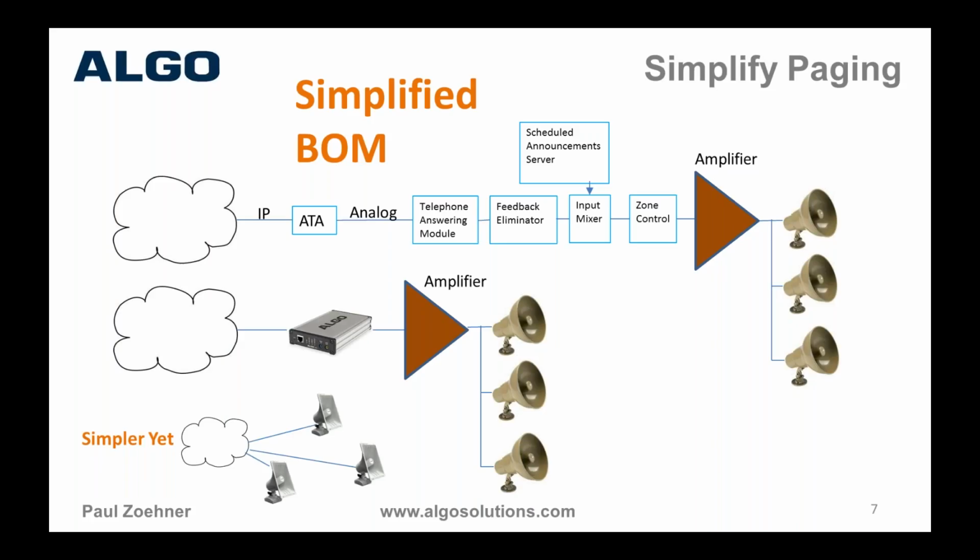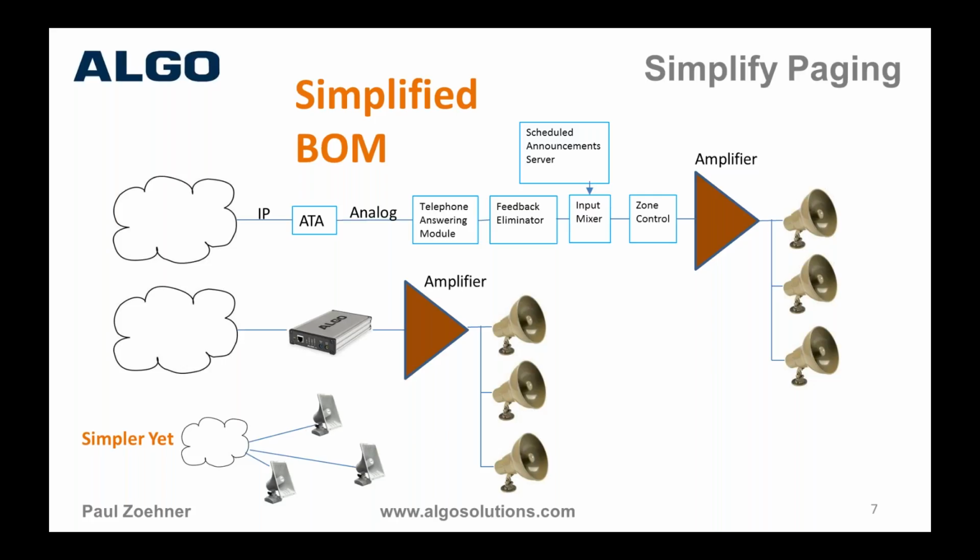This slide I like to show is actually based on a real case that came up with a customer a couple of weeks ago. What you see on the top there, there are 3 clouds. If you follow that top cloud, there was a solution provided by a paging provider for this customer that included coming out of the network, in this case hosted, so cloud-based, an ATA and a telephone answering module. There was a feedback eliminator, which was basically store and release to eliminate feedback, a scheduled announcement server, an input mixer to tie it all together. Then there was some kind of a zone control module, and then finally you got to the amplifier.